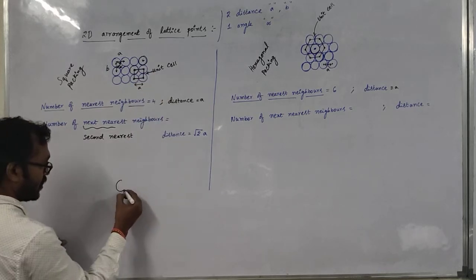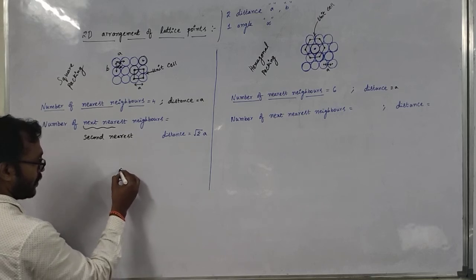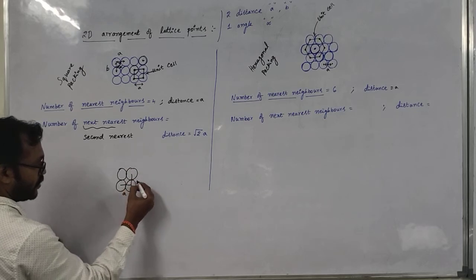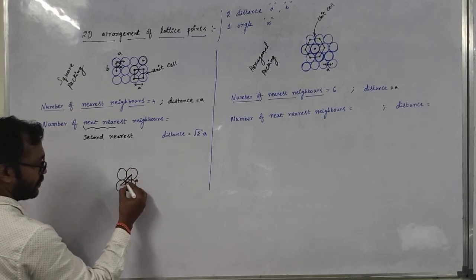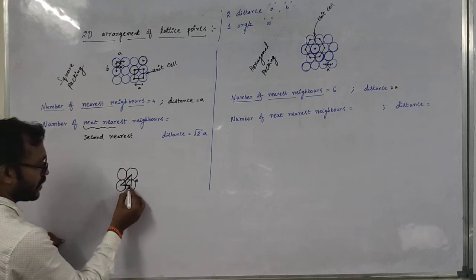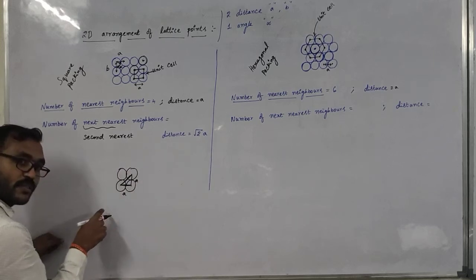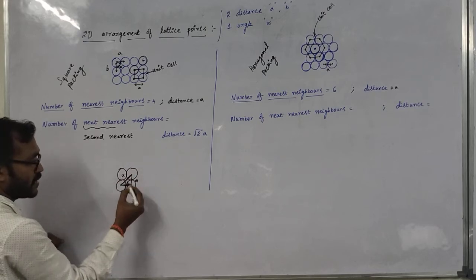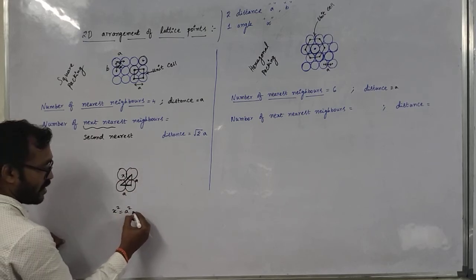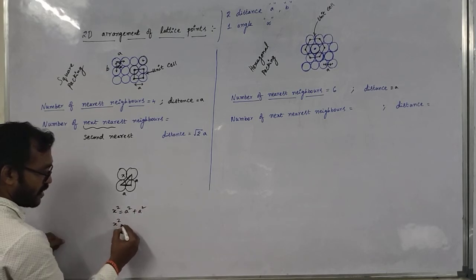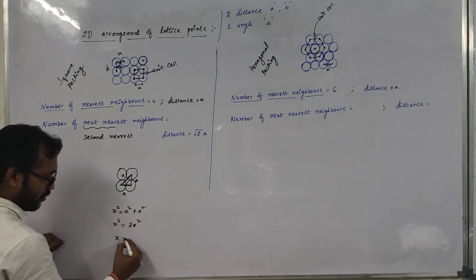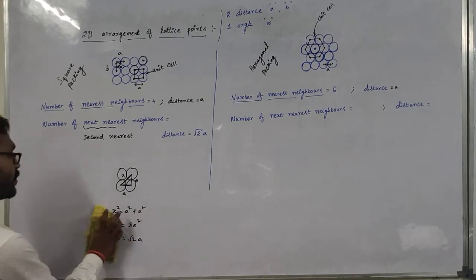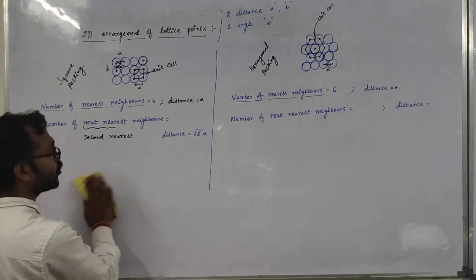Answer this. If this is one sphere, second sphere, third sphere, fourth sphere, this distance is a. This is also a. Then what about this distance? It forms a right angle triangle, and this is the hypotenuse. The square of the hypotenuse: if I consider it as x, x squared is equal to a squared plus a squared. So x squared is equal to 2a squared, x is equal to root 2a. So second nearest neighbors are separated by a distance of root 2a.